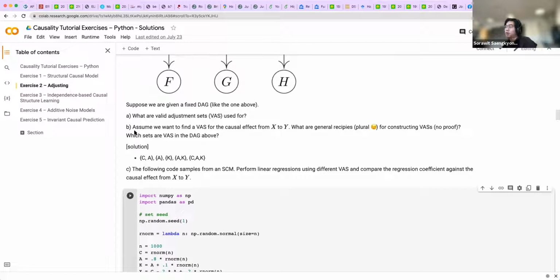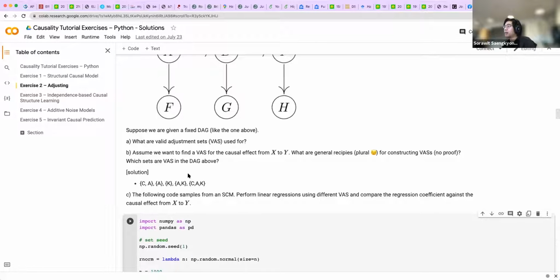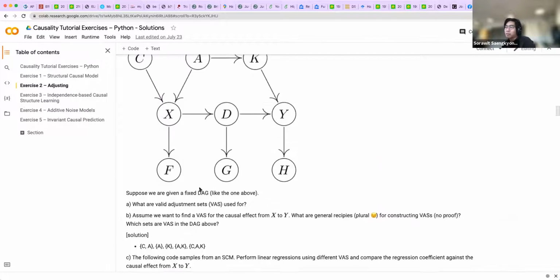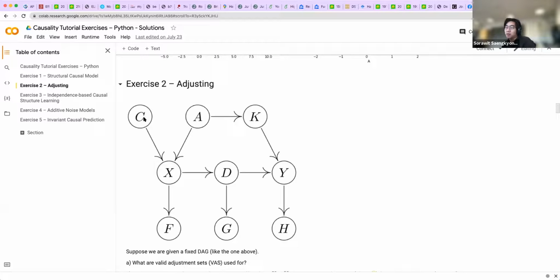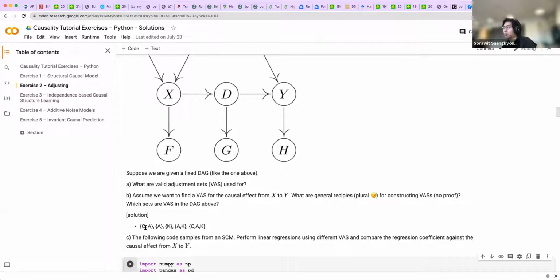And for question B, there are 2 recipes that Jonas mentioned, and we can use them to find a valid adjustment set. One recipe, the easiest one, is to use the parent set: the parents of the variable whose effect you want to estimate. So here the parents of X are C and A, so C and A is a valid adjustment set.